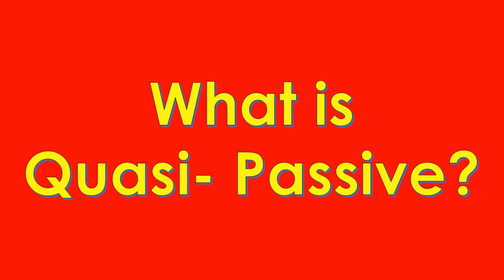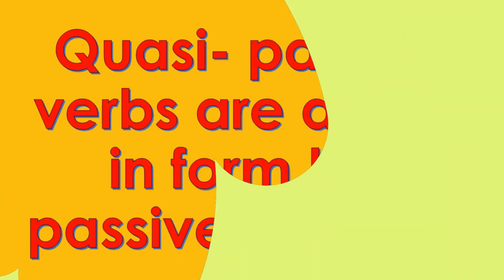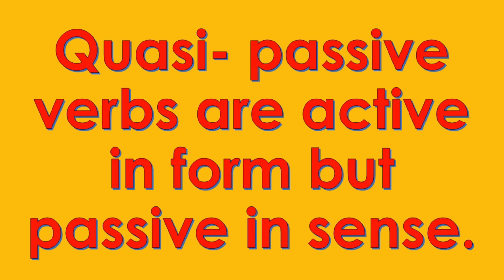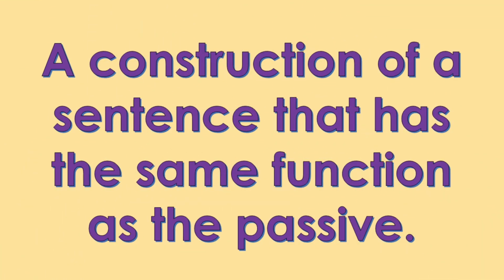My dear students, we have to understand first what we exactly mean by quasi-passive. Let us see. Quasi-passive verbs are active in form but passive in sense. So students, in such sentences, the verbs seem to be in the active form, but the sense that it makes is passive. We can also say that the construction in such a sentence has almost the same function both in active and in passive.